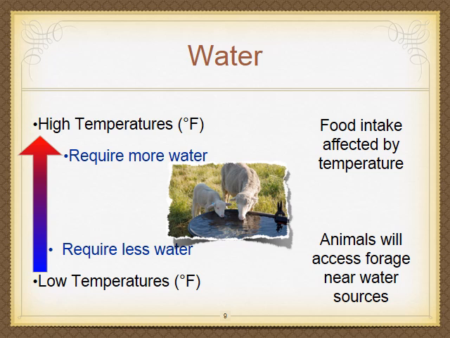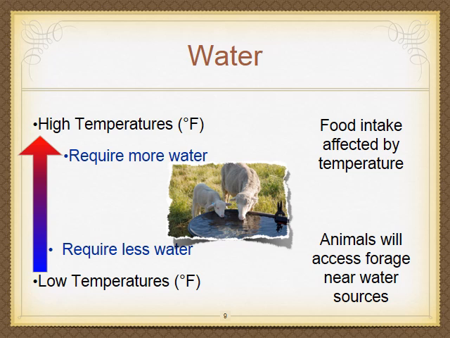Now, water requirements are affected by temperature. At lower temperatures, animals are going to consume less water. As temperatures get hotter, they're going to require more water. Ultimately, water intake influences the amount of food intake, how much plant material animals are taking in. So the less water that they're consuming, ultimately the less food that they're going to consume.